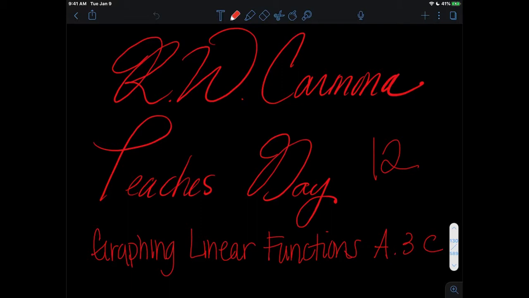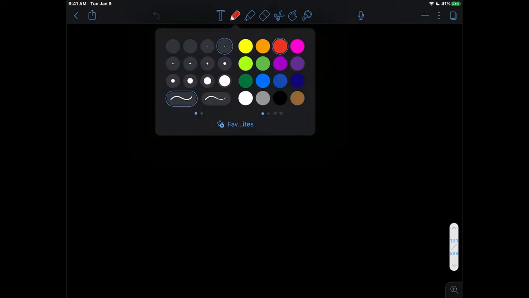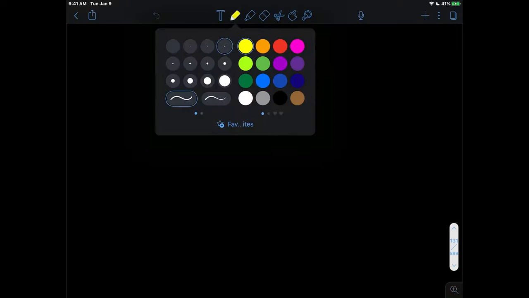Algebra 1, Day 12. Today we're going to talk about graphing linear functions. But before we actually get into the notes for today, I kind of want to take a step back, and I want to make this as simple as possible. So, I'm going to do this in a very, very basic manner, so please just bear with me.